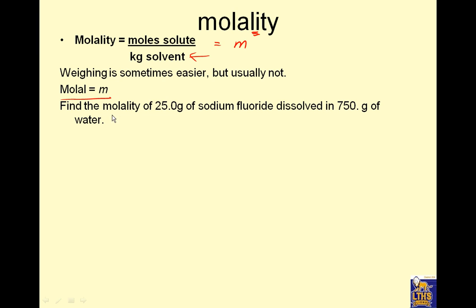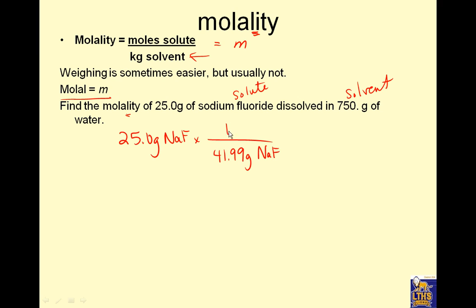Just remember that. Find the molality, careful with the L, of 25.0 grams of sodium fluoride dissolved in 750 grams of water. Okay, so this is solute. This is solvent. All right, so we would say 25.0 grams of NaF times, where am I going to get this? If you're saying periodic table, you're right, 41.99 grams of NaF for every 1 mole NaF. And then that will give us the moles of NaF. We find out it's 0.595 moles. All right, NaF.